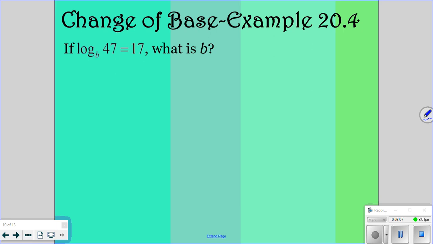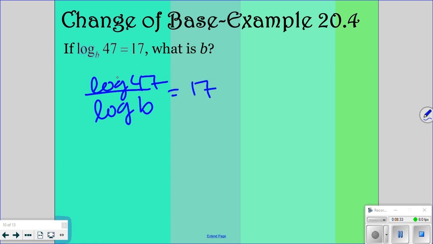Okay, so now we're going to find out what B is. I'm trying to find our base. So the first thing we want to do is to put it into exponential form. We're not going to want to use change of base on this one because B isn't over here. If we had put it in change of base form, it would be this, which still doesn't help us because B is not by itself. So we're going to say 47 equals B to the 17.